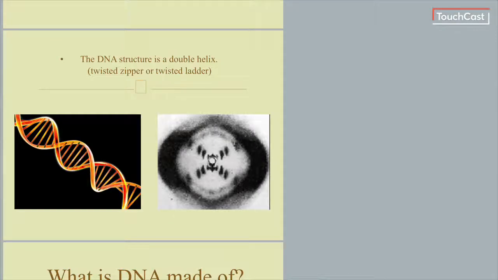The structure of DNA is a double helix, also known as a twisted zipper or twisted ladder. Though both of these images on the slide may look very different, the one on the right was used to discover the one on the left. The black and white image was taken from the top down of a DNA molecule and was then used to put together the 3D molecule that you see on your left.